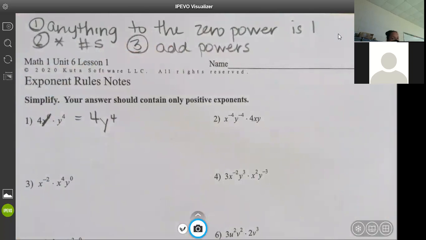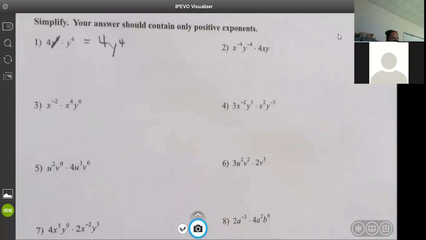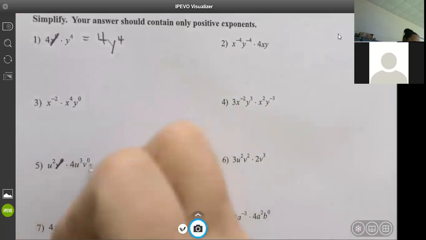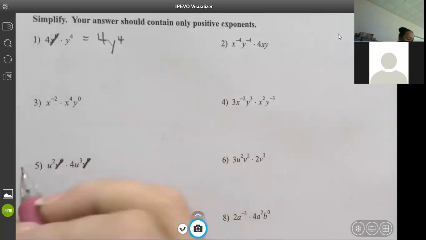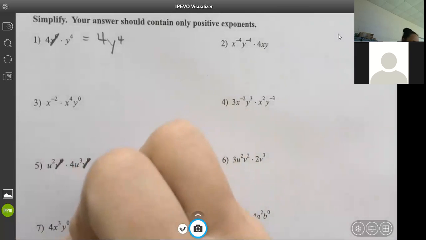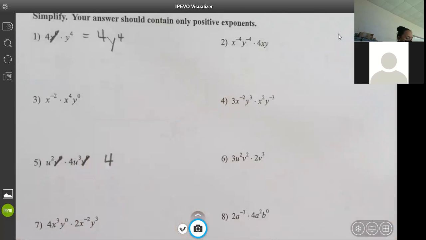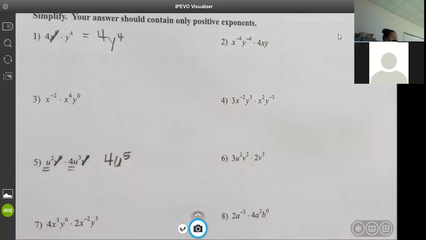We're going to just work with the positive exponents. So I'm going to skip around just a little bit. So 2, 3, and 4 have negative exponents, so we're going to move off of that. We're going to look at number 5. Anything to the 0 power is 1, so we can mark it out. The only number we have is a 4, so we're just going to write it down. And then you add how many u's you have. So I have 2 plus 3 is 5 total u's.